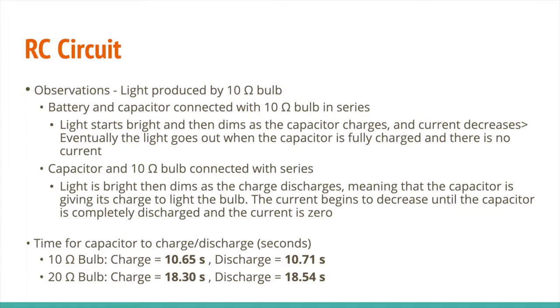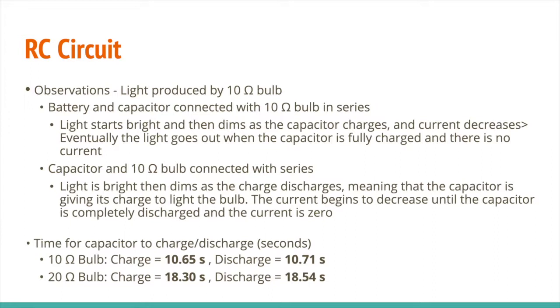For the battery and the capacitor connected with a 10 ohm bulb in series, the light starts bright and then dims as the capacitor charges and the current decreases. Eventually, the light goes out when the capacitor is fully charged and there is no current. For the capacitor and the 10 ohm bulb connected in series, the light is bright and then dims as the capacitor discharges, meaning that the capacitor is giving its charge to the light bulb. The current begins to decrease until the capacitor is completely discharged and the current is 0.